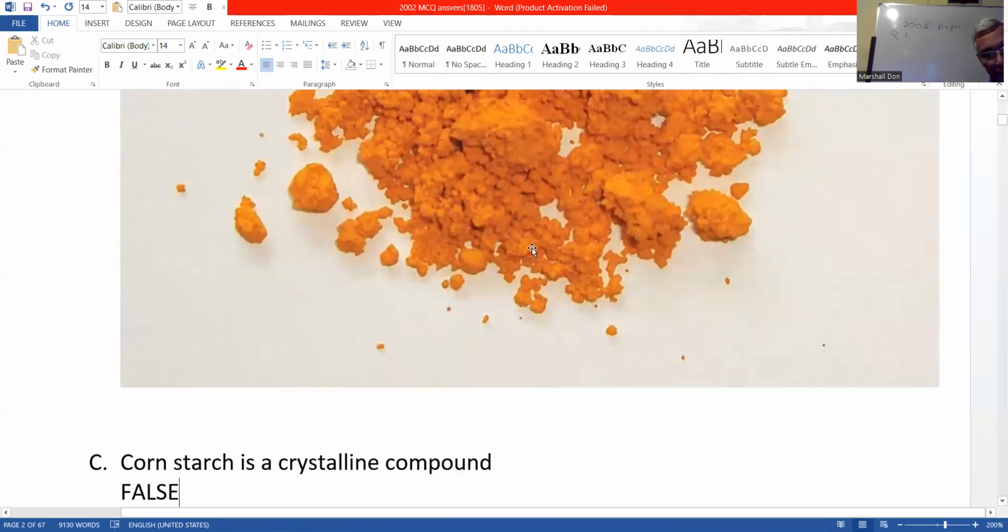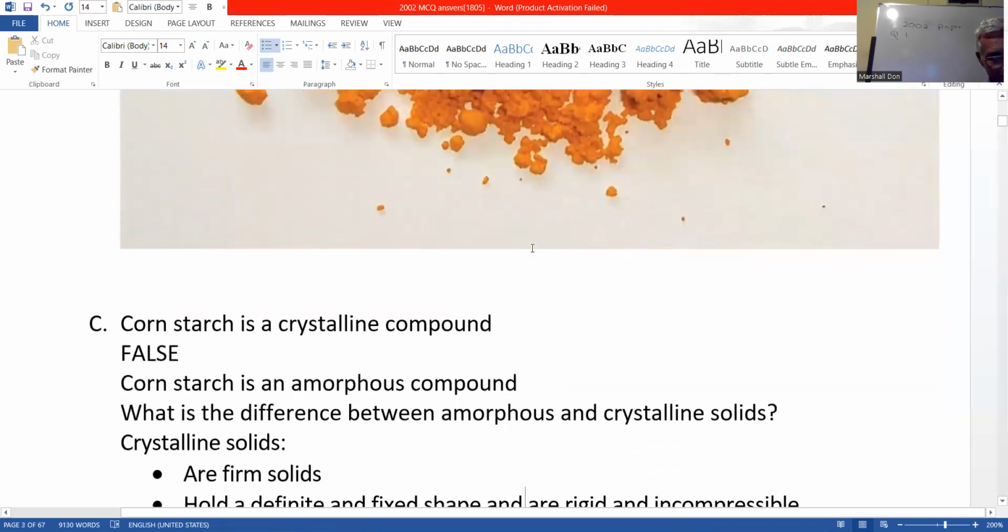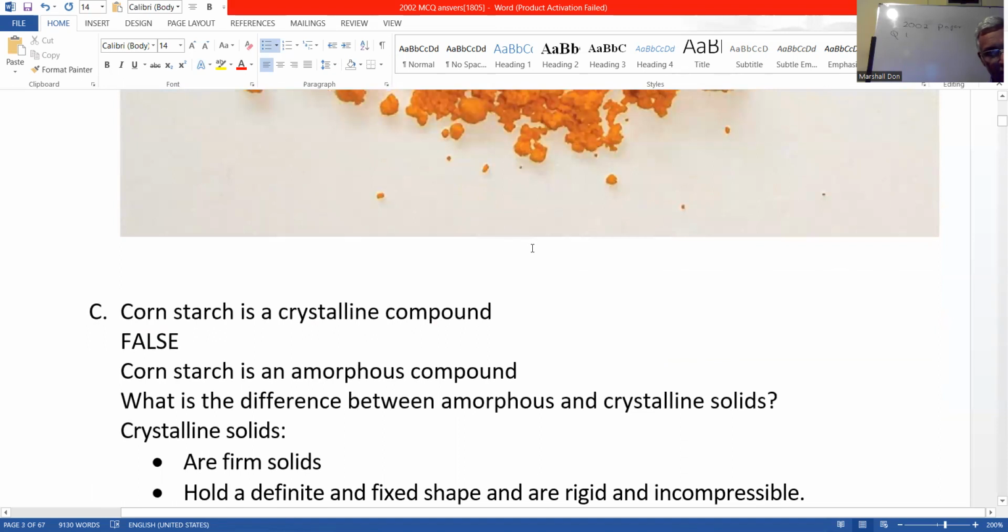Okay. So go to question part C. Cornstarch is a crystalline compound. Now you get compounds as crystals. If you get sugar, it is a crystal, sucrose. But if you take starch, it is not a crystal. It is called amorphous. It is a powder without any shape. No specific shape.